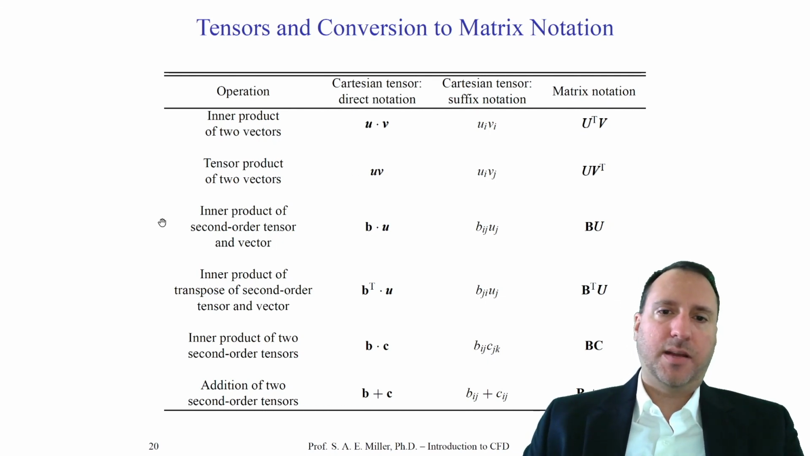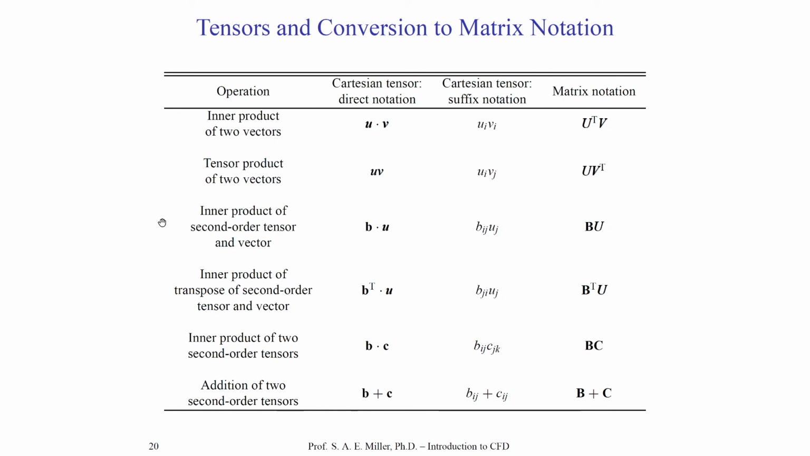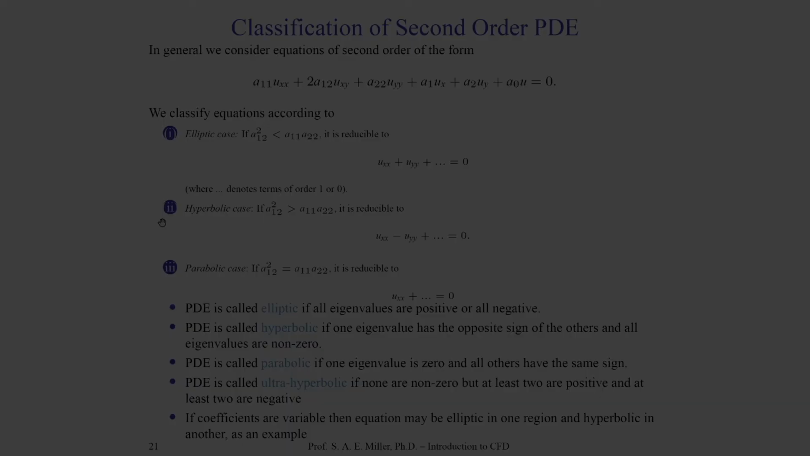You can refer to this table in the rest of the class if you so desire, if you don't recall particular operations of index or Einstein notation. So it's probably one that's worth printing off and just keeping handy.